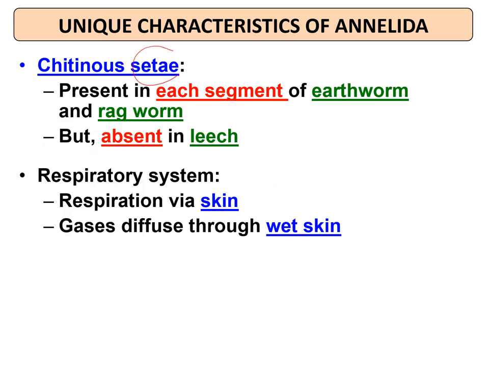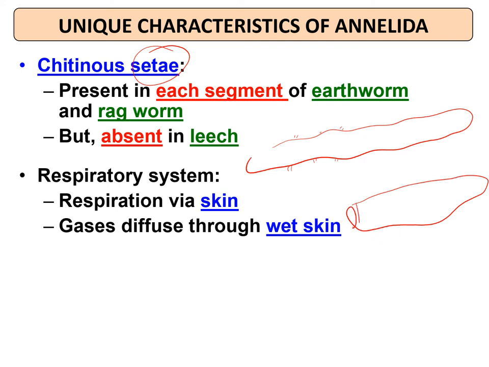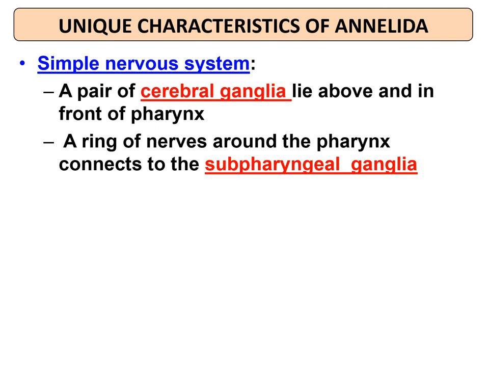They have setae, but absent in leech. Okay, seta ni dia macam ada unjuran yang kecil. Walaupun cacing tanah tu sebenarnya dia ada tapi kita tak nampak. Tapi kalau leech, dia punya muscle leech, tapi setae dia tak ada. Their respiratory system is through skin, moist skin. So gases can diffuse through their moist skin. They have a simple nervous system.